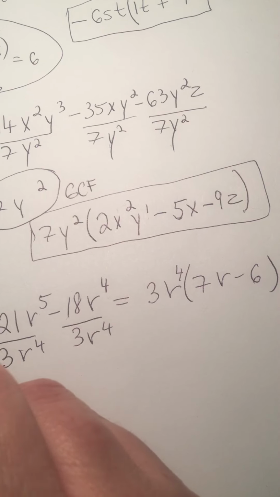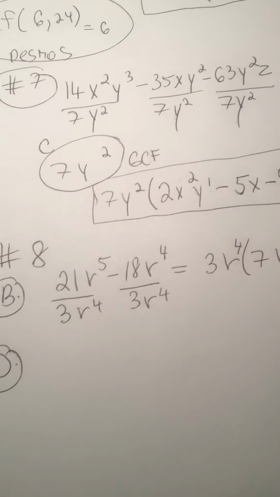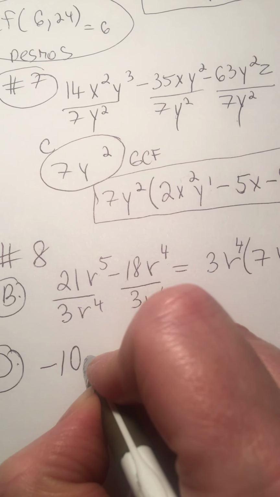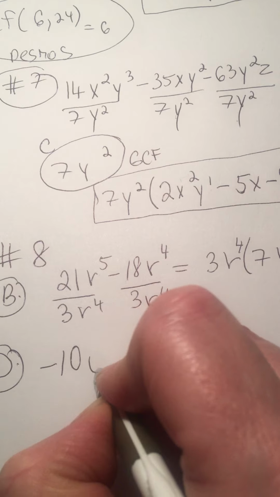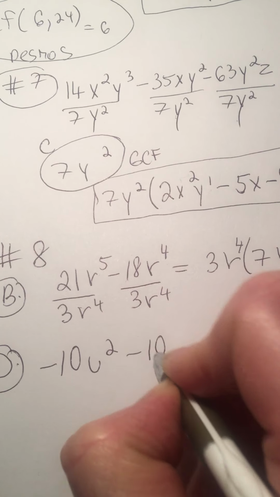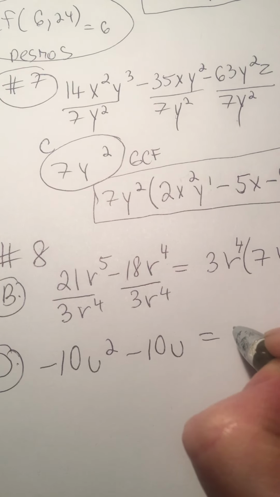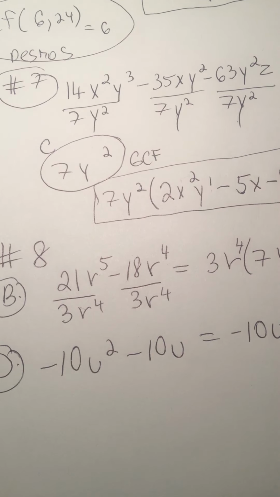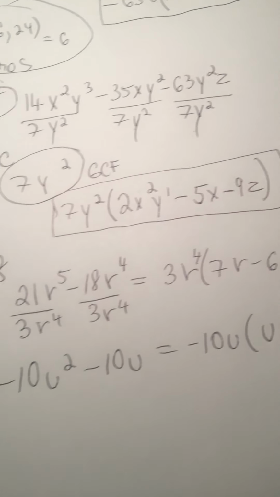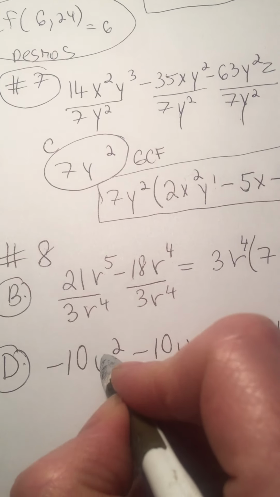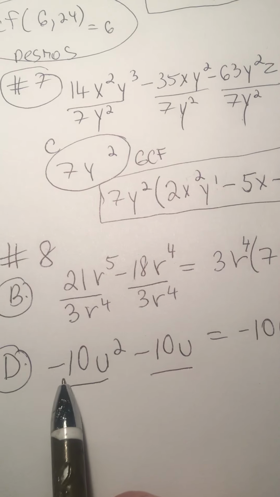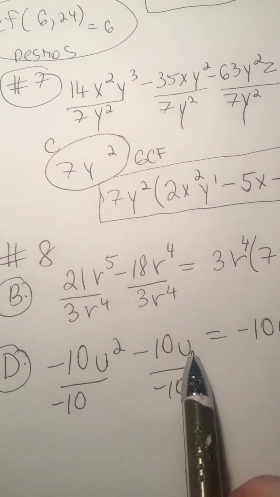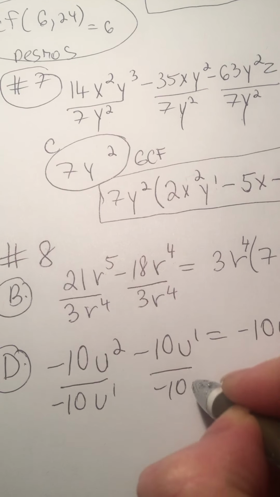All right, I'm going to try D. The next one. Negative 10u squared minus 10u equals negative 10u times (u plus 1). Okay, this was all given. Okay, now let's double check. Go to our problem and see which are common. Negative 10, yep, they're both common. And then the smallest u, so u to the first power.